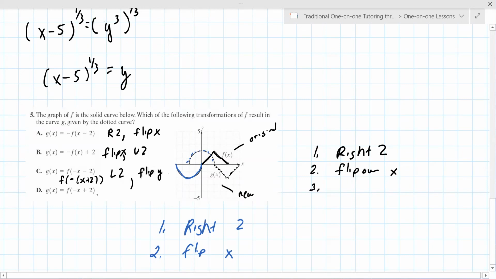Left 2, then flip y. This last one here is negative x minus 2 because you have to factor out the negative. And this one is right 2, flip y. So you can see that A is correct, but that's not really what's important. What's important is you learning why each of these are the way they are, and maybe the last 2 are the most awkward or weird.